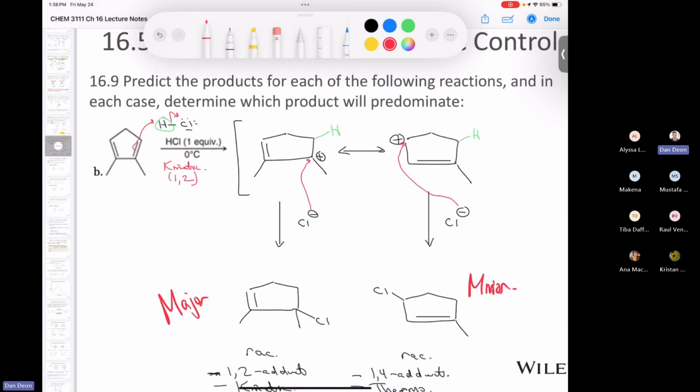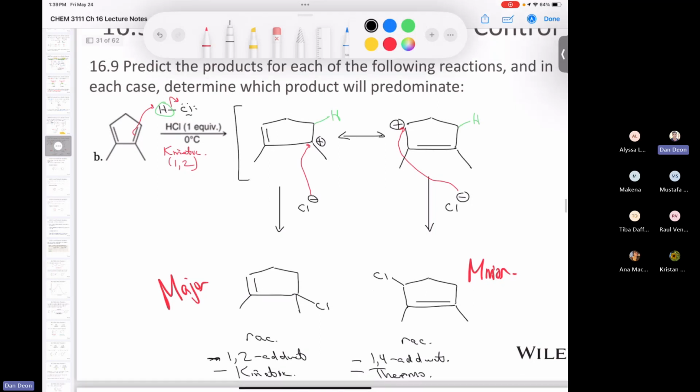That's it. We're missing a methyl group. Yeah, I'll throw it in there, Kristen. I was just testing you. There we go. Better? Yes, thank you. Thanks for letting me know. Good. If I leave anything out again, just let me know.